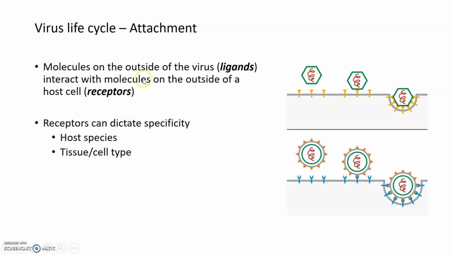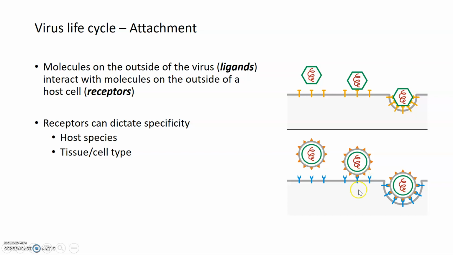And those molecules on the outside of the virus are known as ligands. They can be on the outside of the capsid, as seen here on the top, or they can be on the outside of that viral envelope, depending on the virus. And they must interact with receptors on the outside of the cell membrane, which you can see here in gray. On the top, you've got a capsid that interacts with these orange receptors on the host cell membrane to attach. On the bottom, we've got triangular-shaped ligands on the viral envelope that attach to the blue receptors in order for this virus to attach.